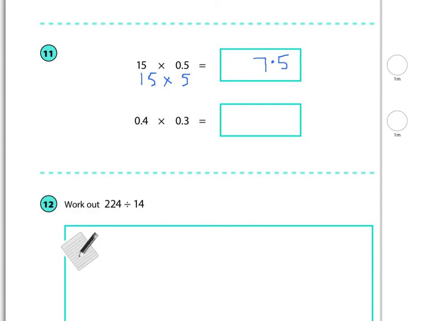A very similar strategy for the second one. I'm going to ignore the decimal points to begin with and multiply 4 by 3, giving me 12. When I look at my numbers in this question though, there are 2 digits in total after the decimal point. So my decimal point must go in 2 places from the end, giving me a 2 decimal place number. So the answer is 0.12.